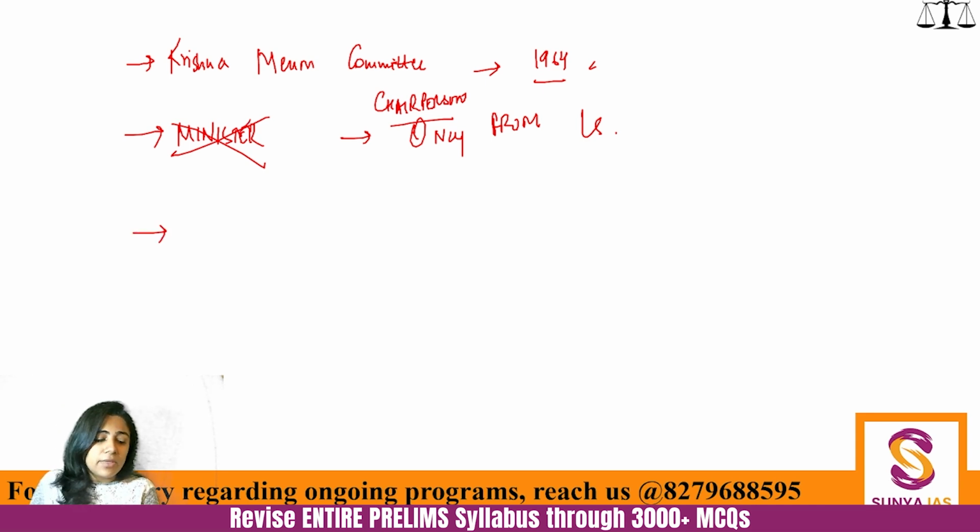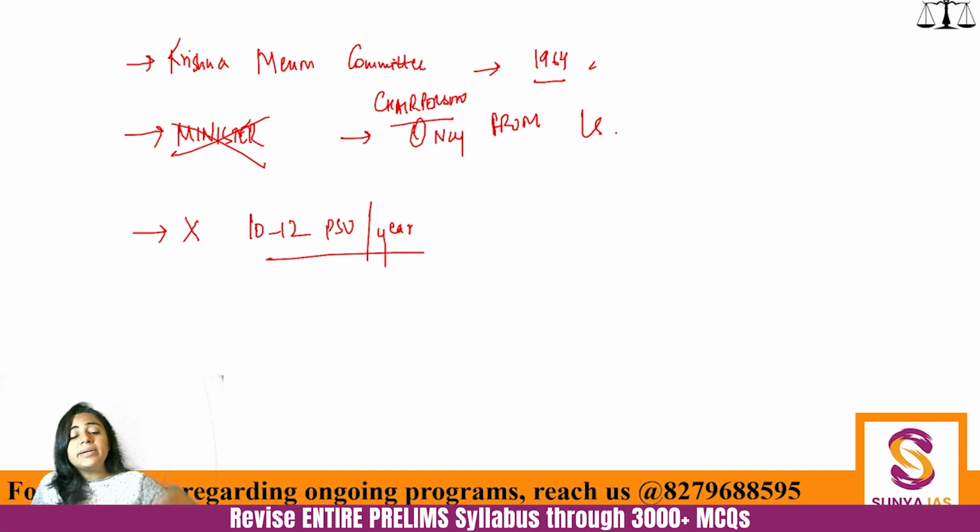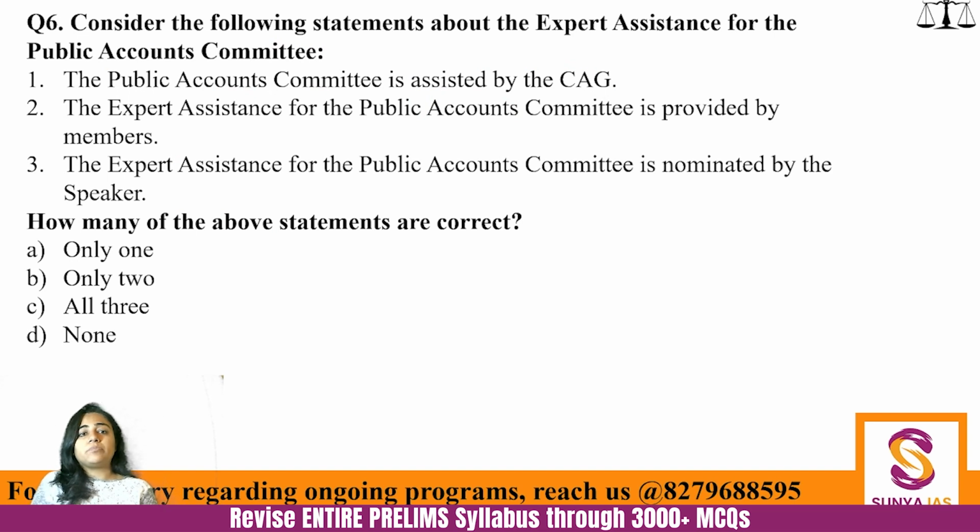Then another very important and trivial thing is that the Committee on Public Undertakings cannot take up the assessment of more than 10 to 12 public sector undertakings per year. So this is a limited committee. Not more than 10 to 12 public undertakings can be taken up by the Committee on Public Undertakings. I hope you understand and there's nothing to explain over here. Move on to the next question.